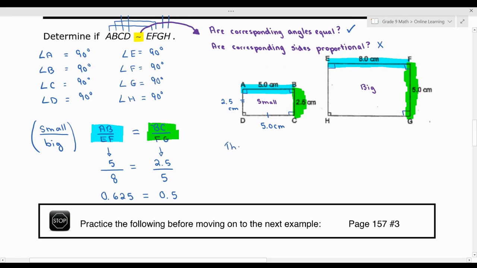So we could say the polygons ABCD and EFGH are not similar. And if you want to be super fancy, you could say why. Because sides are not proportional.